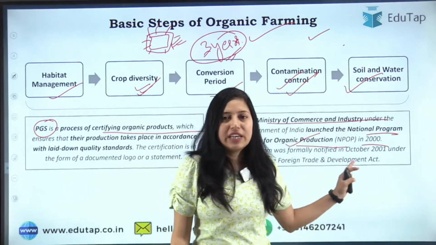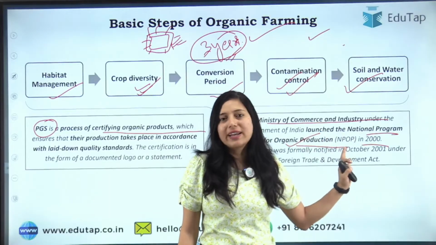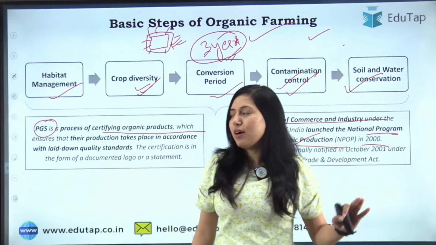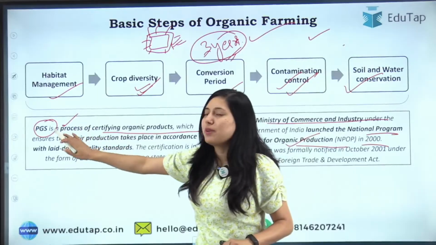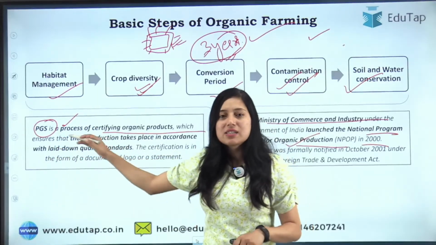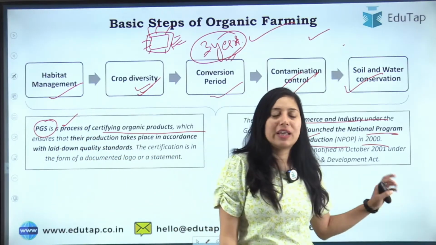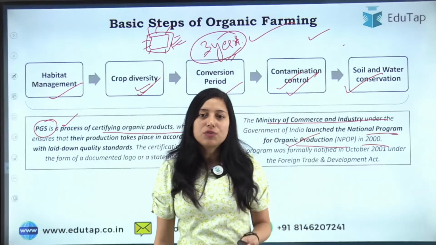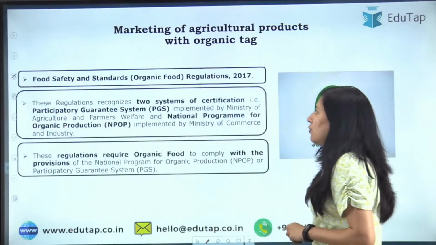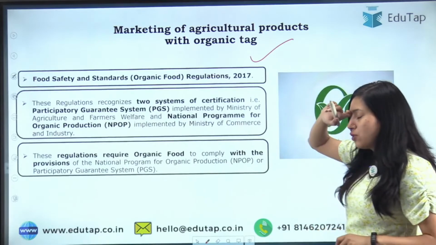Again, this agency also issues organic certificates to the farmers. The PGS system is under your Ministry of Agriculture. Just remember, PGS is under the Ministry of Agriculture, while your NPOP is under the Ministry of Commerce. Clear? Chalo.